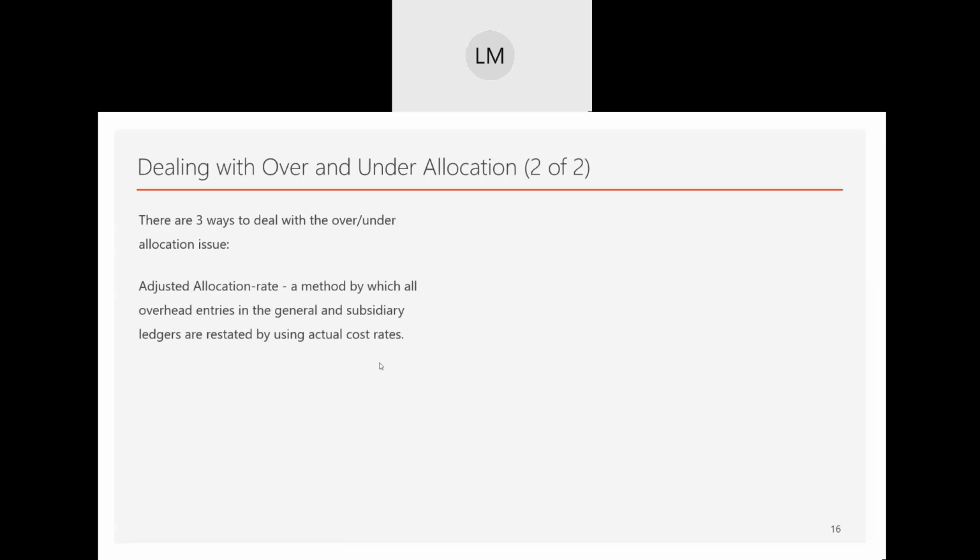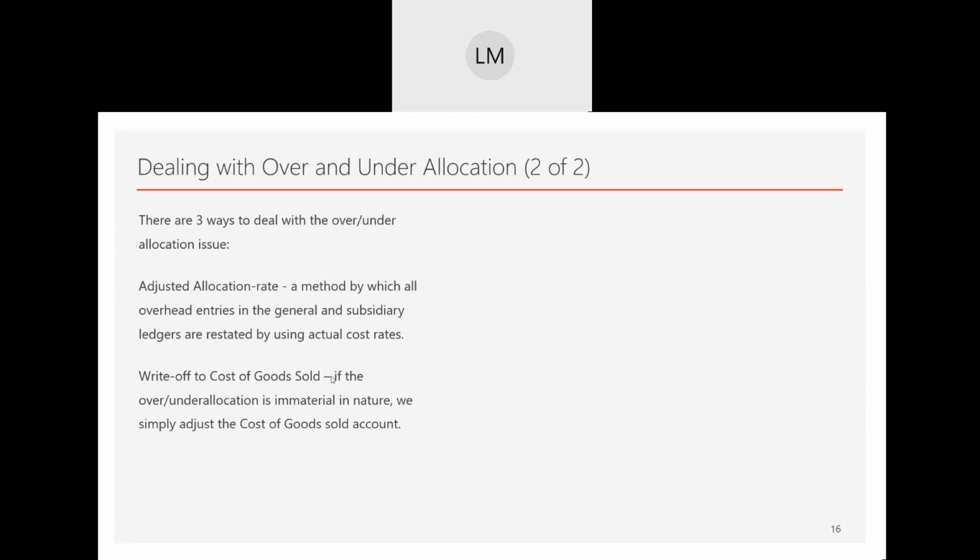So now there's three ways to deal with this over and under allocation issue. And the first one is the adjusted allocation rate. And this is a method by which overhead entries in the general and subsidiary ledgers are just restated by using actual cost rates. In other words, we use the predetermined overhead allocation rate for pricing and product mix decisions and so forth throughout the year. But at the end of the period or end of the year, we figure out our actual allocation, the actual amount of costs incurred, and the actual amount of the allocation base, and then we go back and restate all that overhead that's been allocated, and we use actual cost rates.